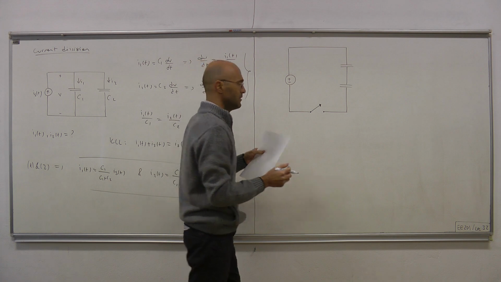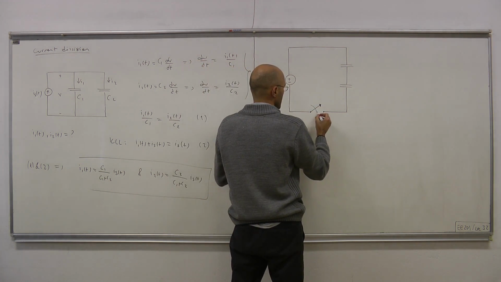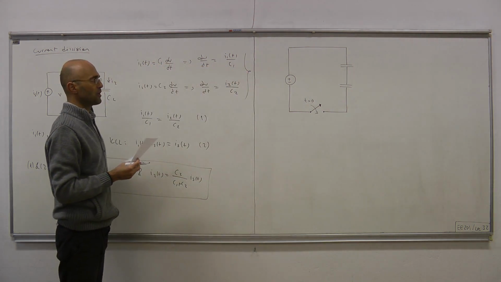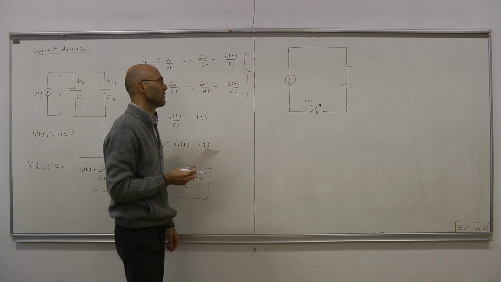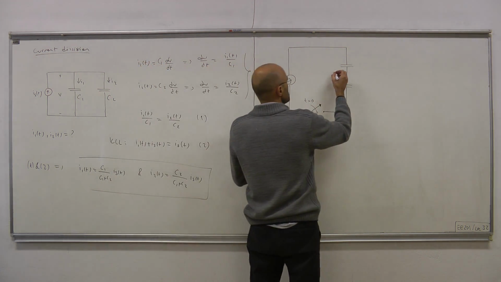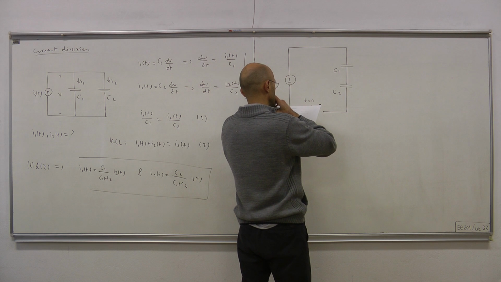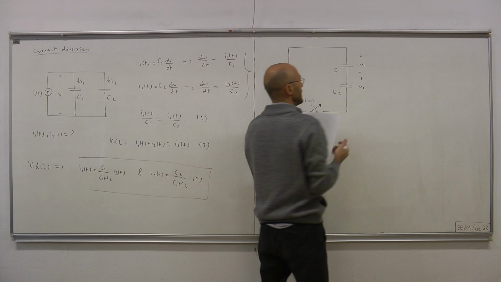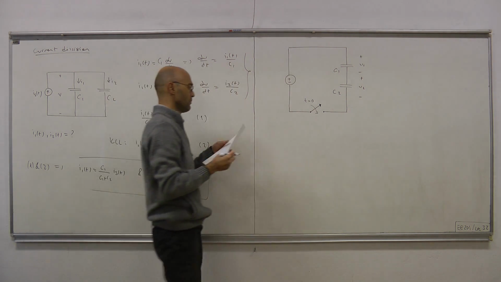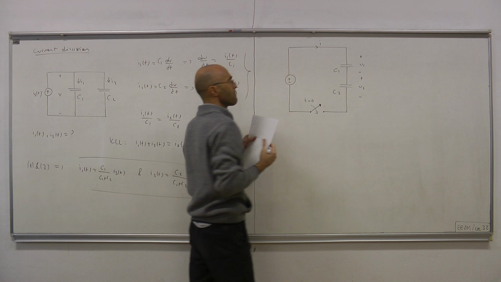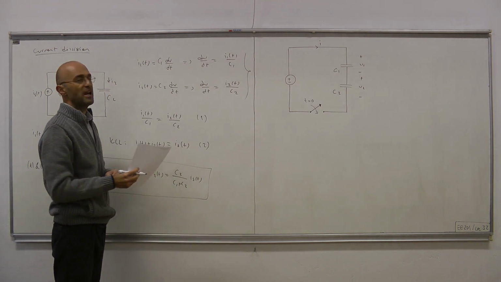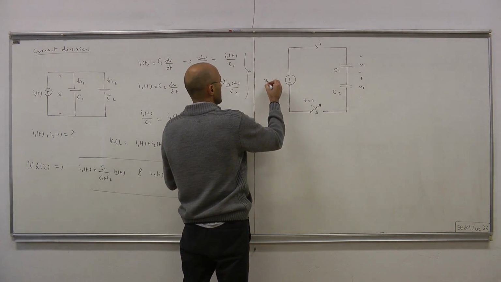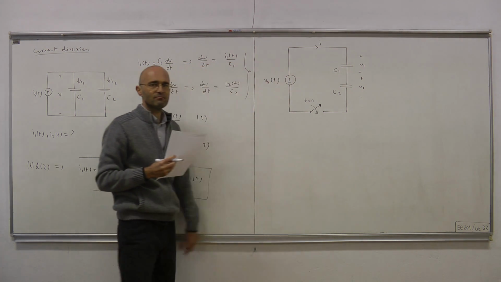At t equals 0, we let the switch close, we let it shut. So this is C1, this is C2, the capacitors, and here we have the individual voltages labeled as V1 and V2. And the current passing through them, the same current because they're in series, is labeled I. And here we have the voltage of the independent voltage source.